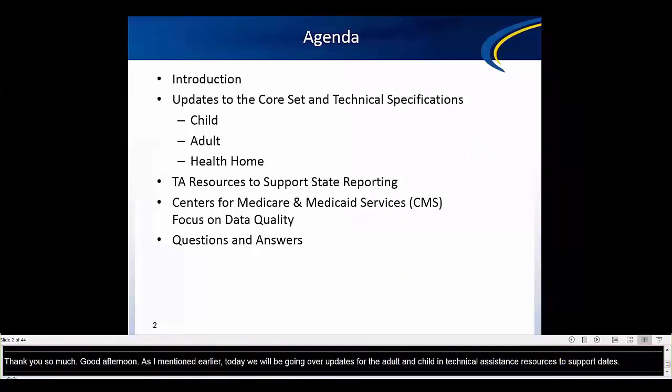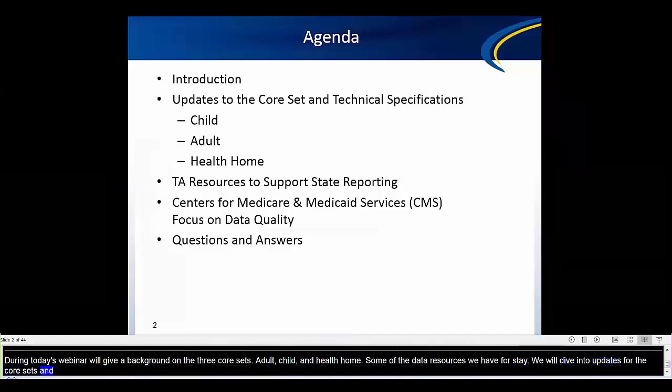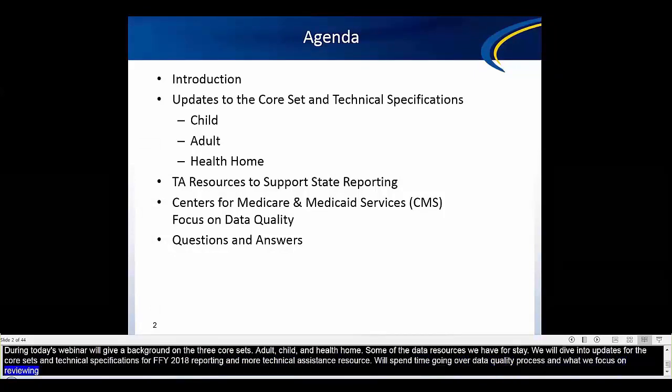During today's webinar, we're going to give a little background on the three core sets, the adult, child, and health home, CMS's goals for reporting, and some of the data resources we have for states. We're then going to dive into updates on the core sets and technical specifications for FFY 2018 reporting and more technical assistance resources. We're then going to spend some time going over the data quality process and what we focus on when reviewing data before we send our questions to you during SMI, for those who are familiar with it, which it sounds like most of you are.